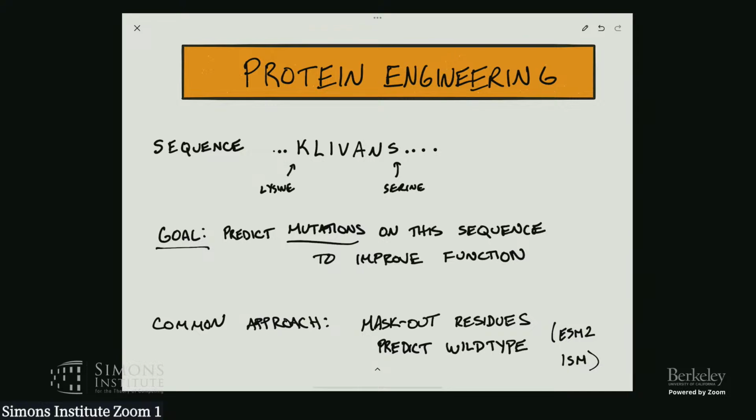Whatever this protein is, K stands for lysine, L is leucine, I is isoleucine, V is valine, and so on, arginine, asparagine, S is serine. There are 20 basic amino acids, and a protein can be represented as a sequence of those 20 letters. The goal, broadly speaking, of protein engineering is to figure out how we can make mutations on this protein sequence to improve its function.